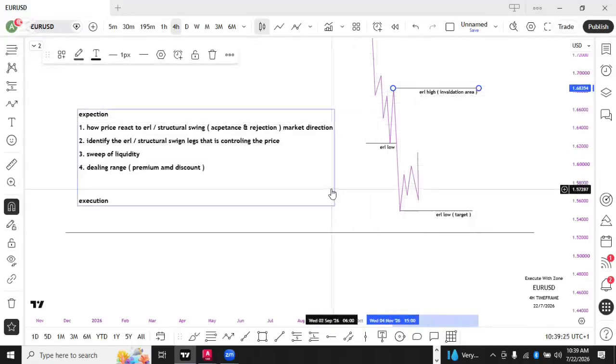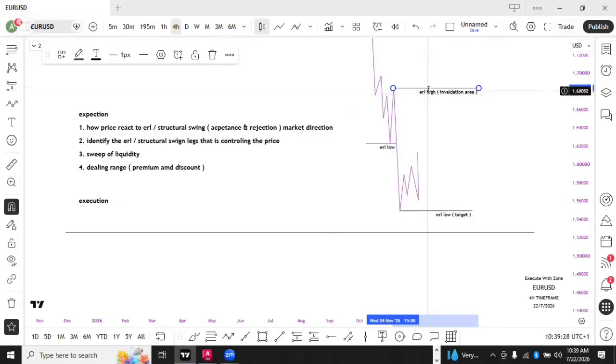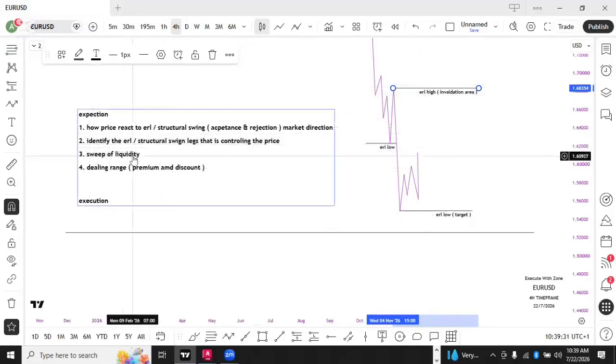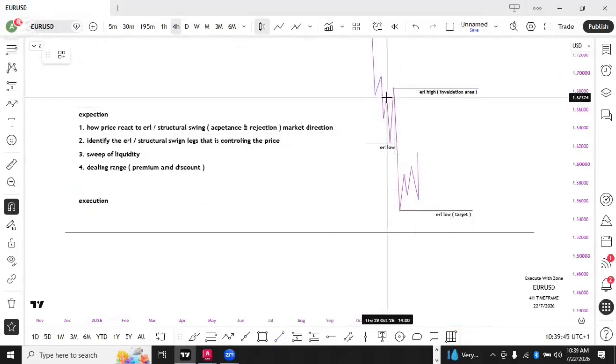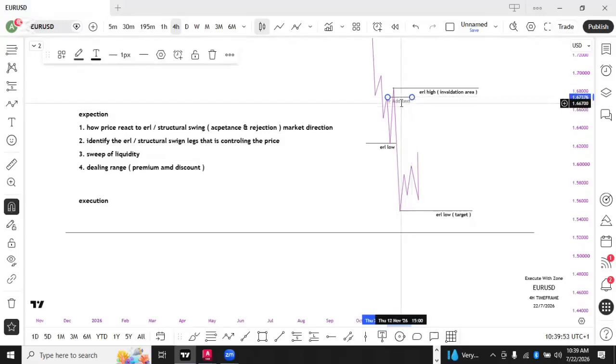The next thing you need to know is whether the external high swept liquidity. If it swept liquidity, it is a protected high. That's another way to know if the level is actually a strong high. So at this point, this structural high swept this liquidity here, which is a strong one. Now I already have another sweep of liquidity, another point.